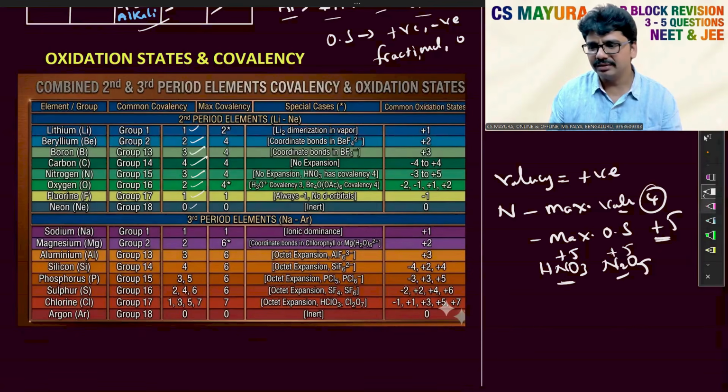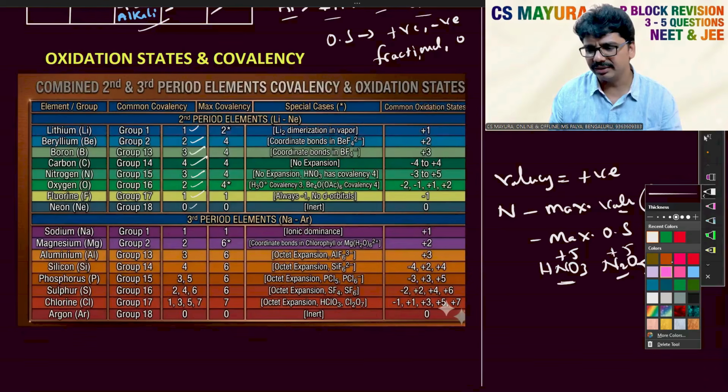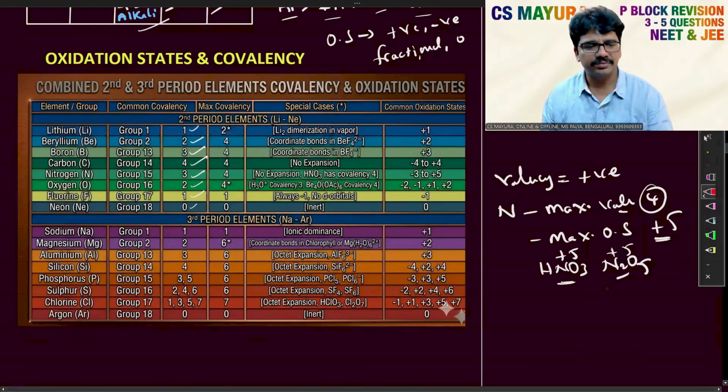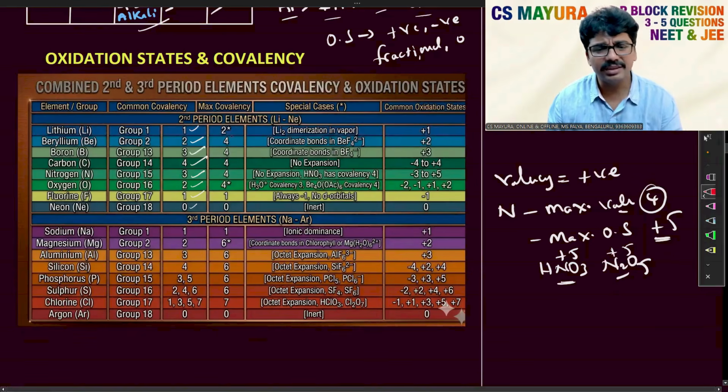Coming to maximum valency, it is the maximum number of bonds that can be formed by that particular element. Lithium's maximum valency is 1 only, but there is one exception. It can form only 1 covalent bond, but in the vapor state it goes for dimerization and can show 2 also. That's why a star is shown here, meaning rare cases.